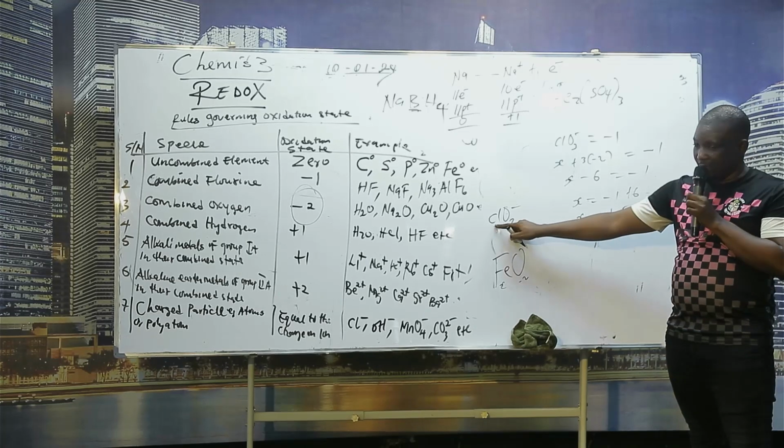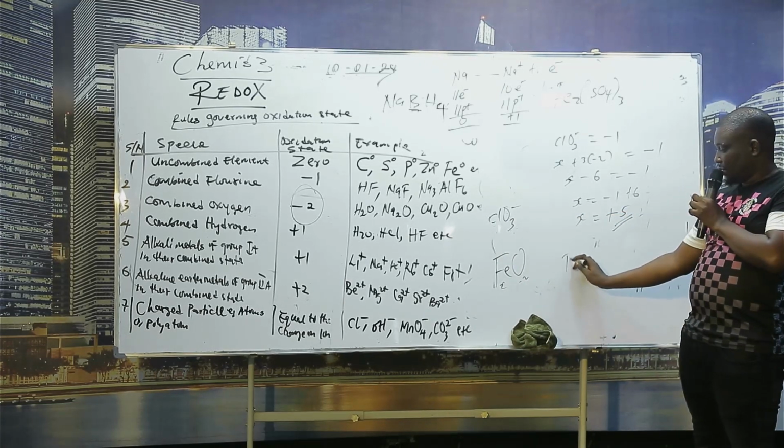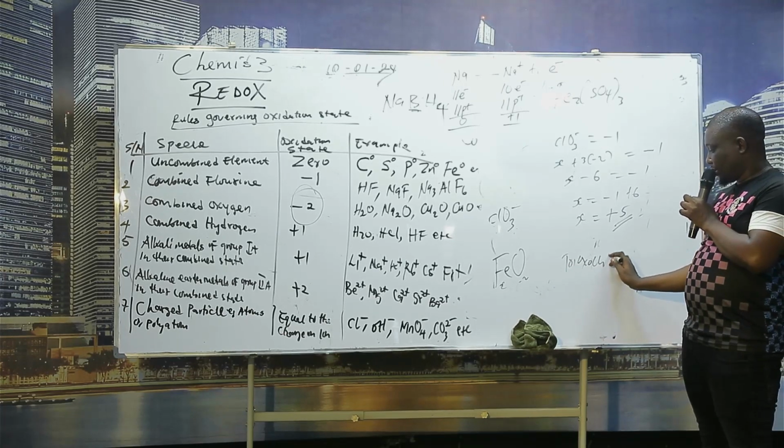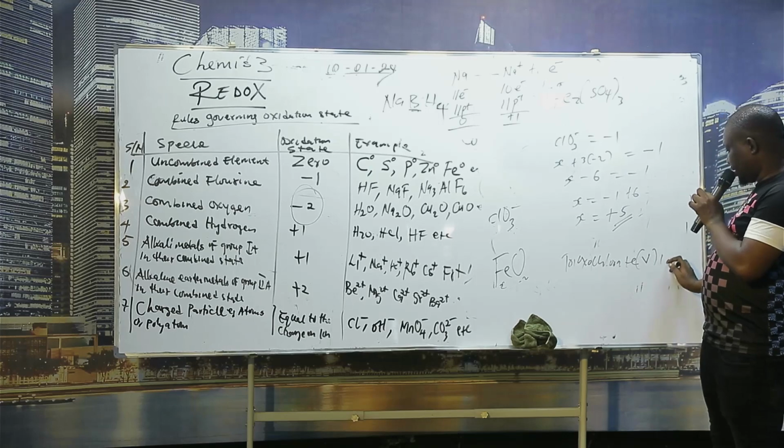So it's just in the name now. Since chlorine is the one that is unknown, you have to start from the ligand and name chlorine last, which is what? Trioxochlorate. Chlorate what? V. What? Ion.